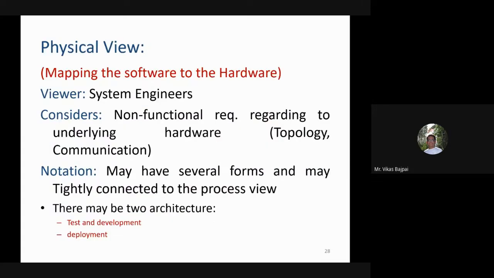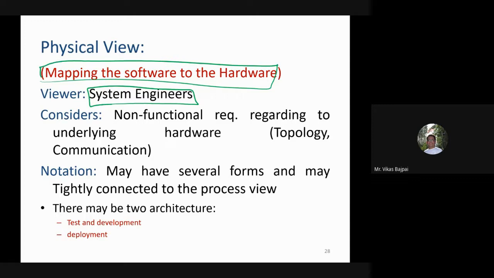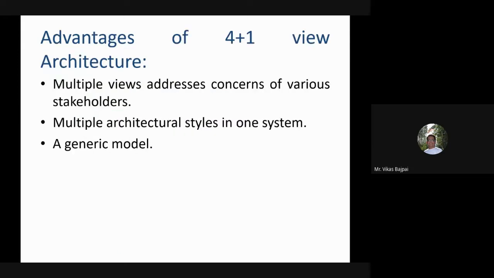And then we have the physical view, and that will be for the system engineers. So we'll be mapping the software to the hardware, that is what all applications will be running on what all machines. That's a simple way to explain this particular part. So that's how we deal with your physical view, and we'll be considering some non-functional requirements regarding the underlying hardware, that would be your topology, the communications, all these things will be considered. And we can have several forms, and we can tightly connect the process view on this. We can have test and deployment, or the deployment as well.